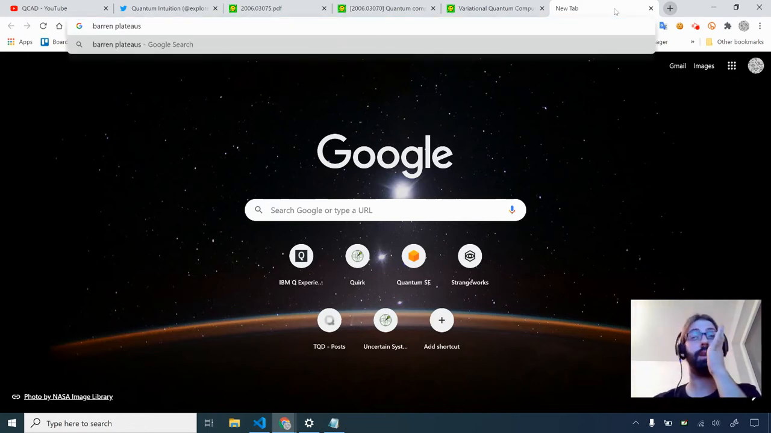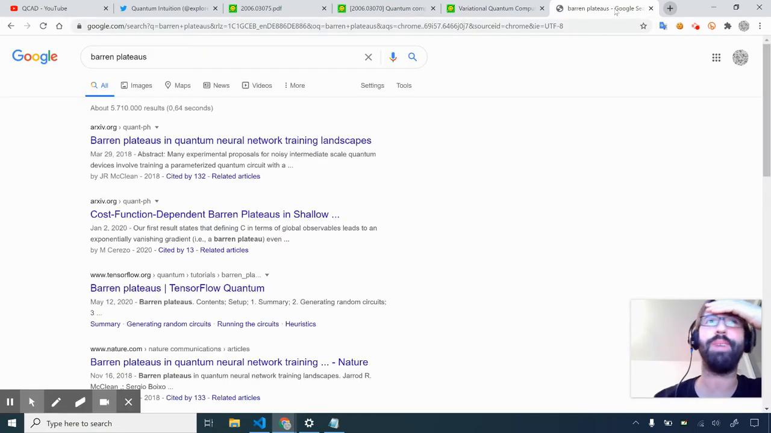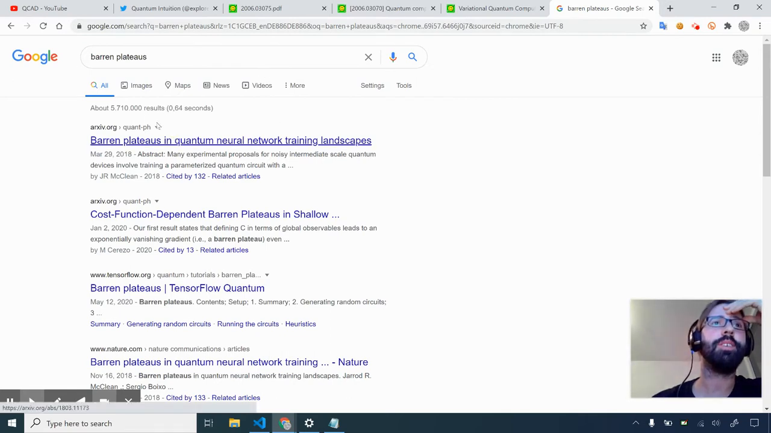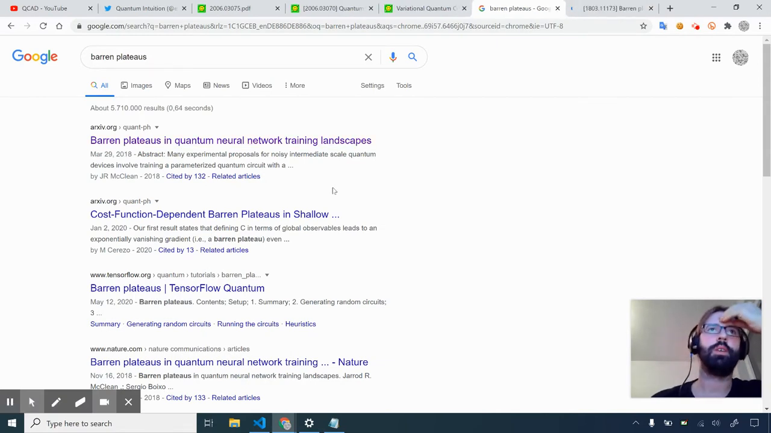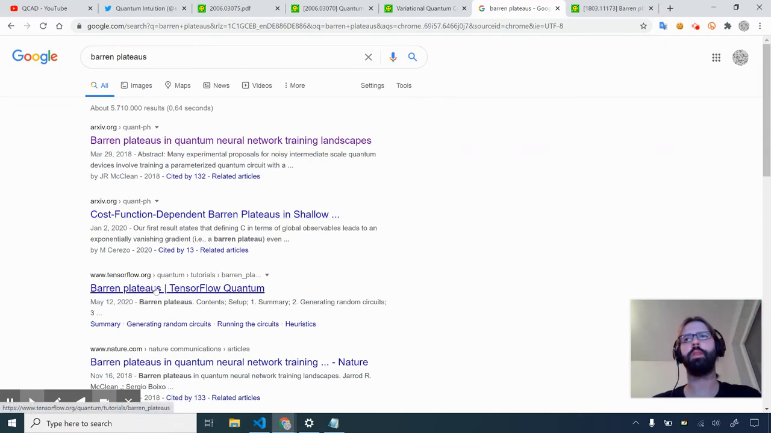I have an intuitive understanding of machine learning and stuff like that, but I'm by far not an expert. Okay, so it's interesting because this pops up as a first result already. Barren Plateaus in quantum neural network training landscapes. So this seems to be something in quantum neural networks, cost function, Barren Plateaus, tensor. Okay, so there's something from TensorFlow Quantum.